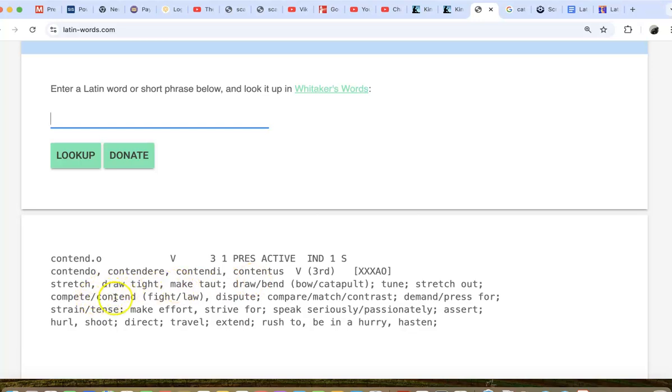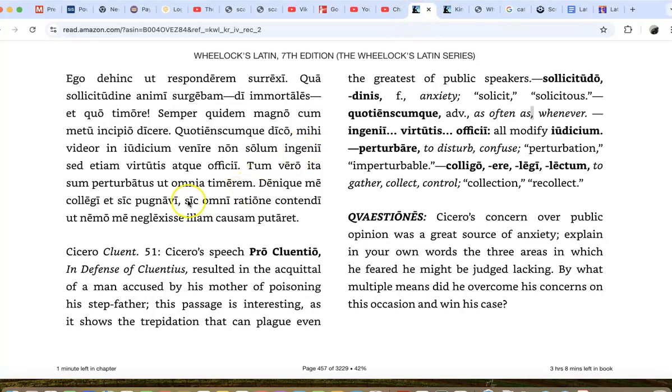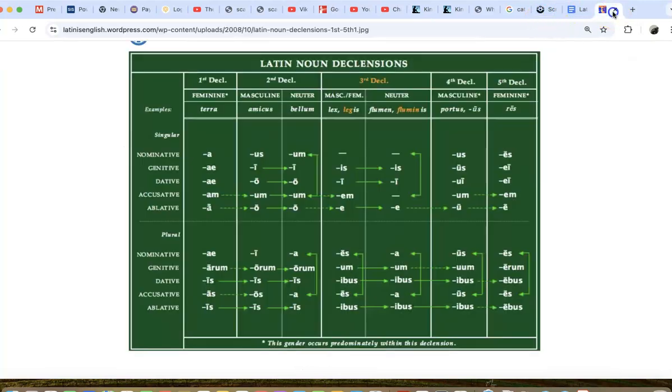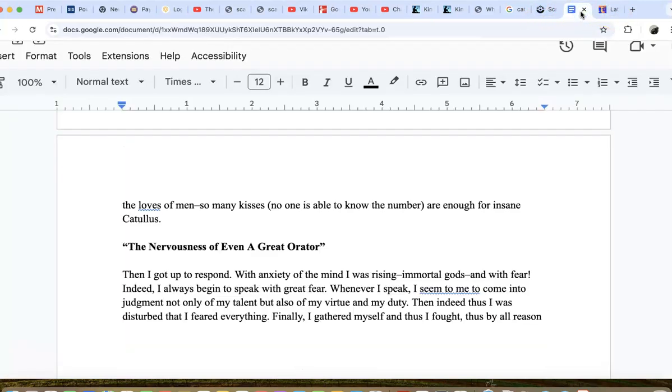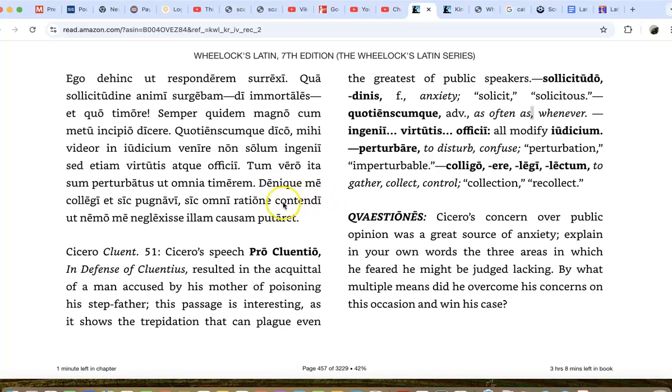It can mean to compete, contend, dispute. So in this case, he's fighting against these nerves; strain, made an effort, strove might work nicely here. You can see you have some options here. Thus, by the power of reason, I strove. I'm just going to choose one here. Thus, by all reason, I strove. In other words, strove to overcome these feelings of anxiety.